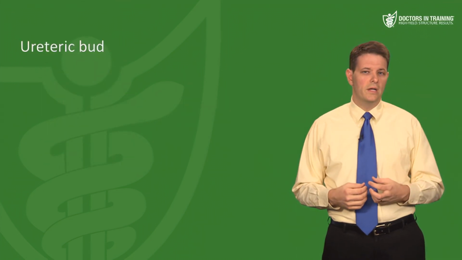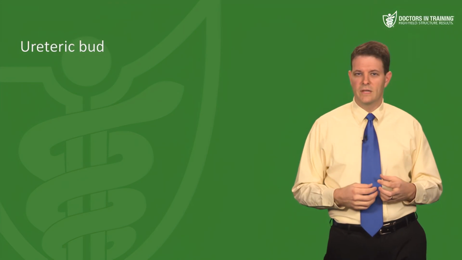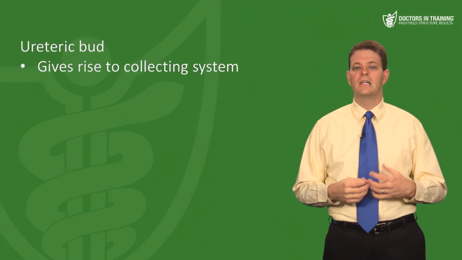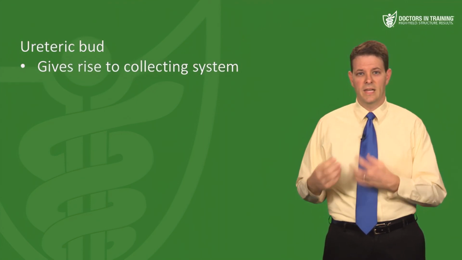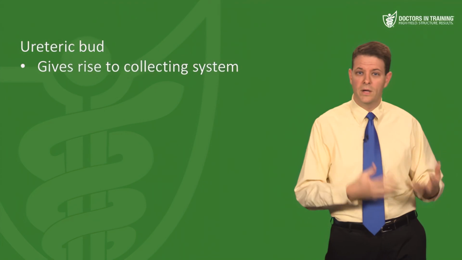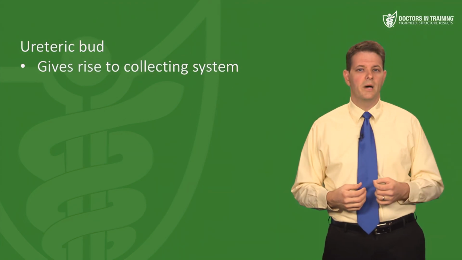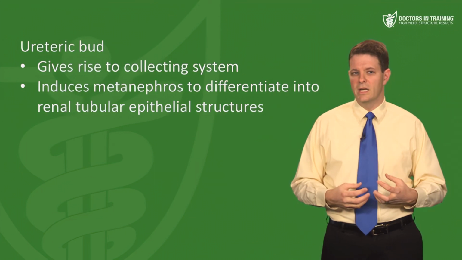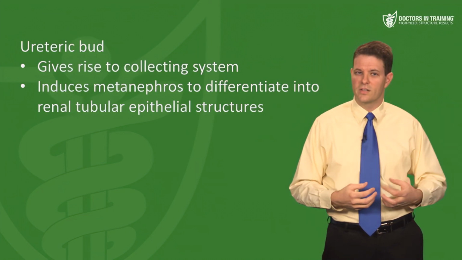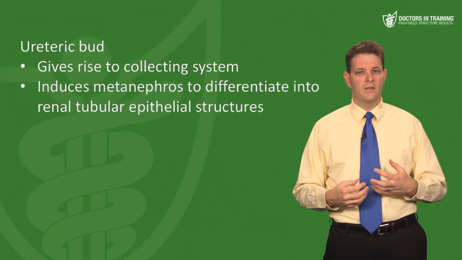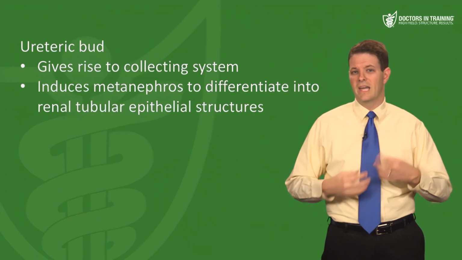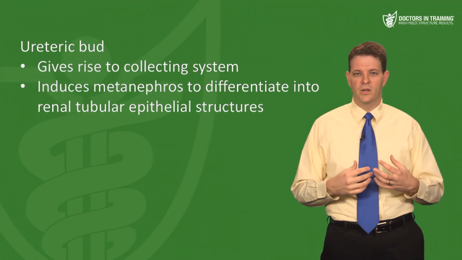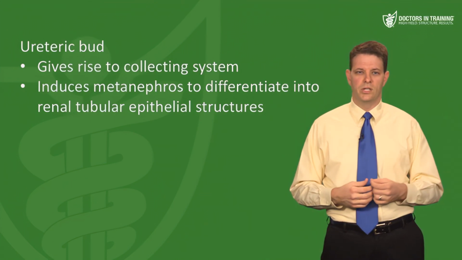Now, the caudal end of the mesonephros, the end closest to the feet, develops something called a ureteric bud, and this gives rise to the entire collecting system, from the collecting ducts and the calyces and the renal pelvis all the way to the ureters. This ureteric bud also induces the mesenchymal tissue of the metanephros to differentiate into the renal tubular epithelial structures, such as the nephrons. It's kind of like how the mesodermal notochord induced the ectoderm above it to form the neural tube. So tissues interact with each other and induce the formation of new tissue.